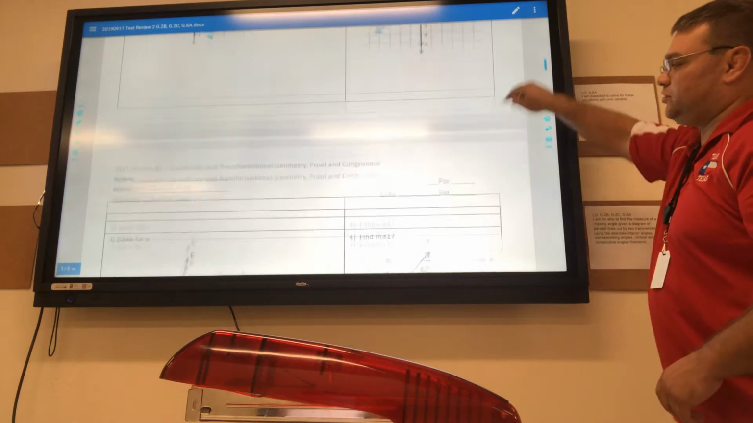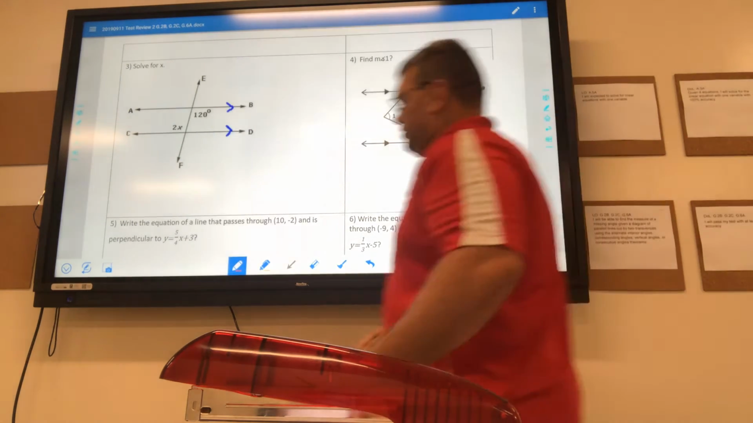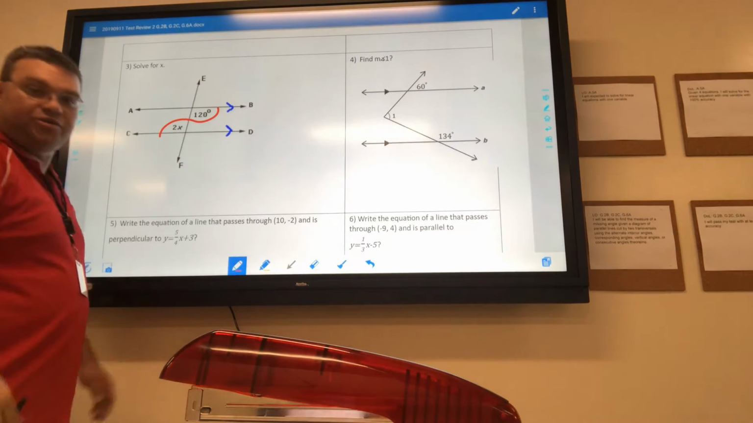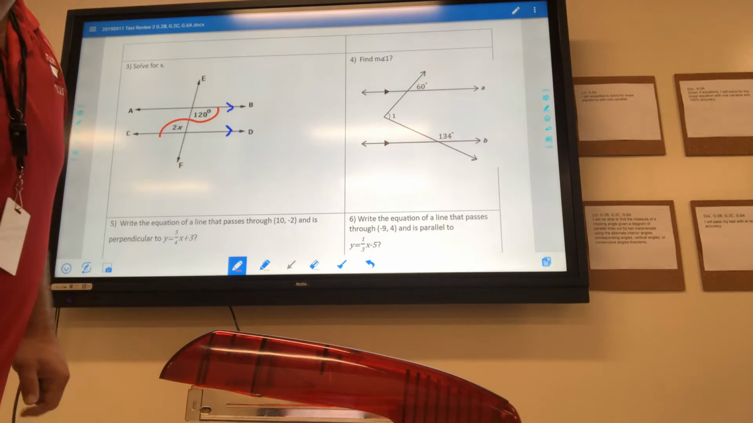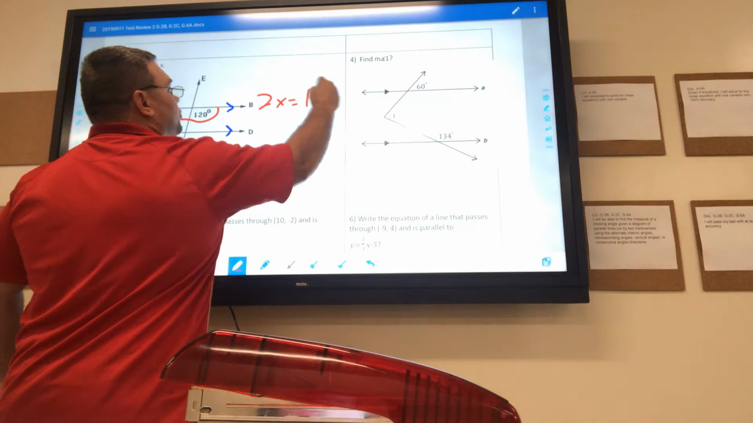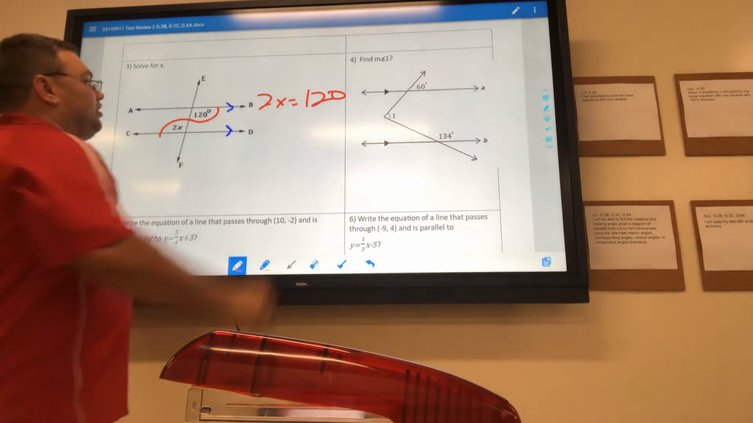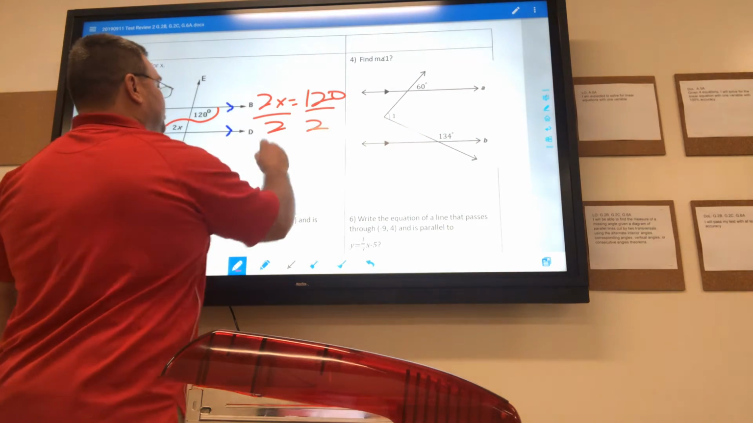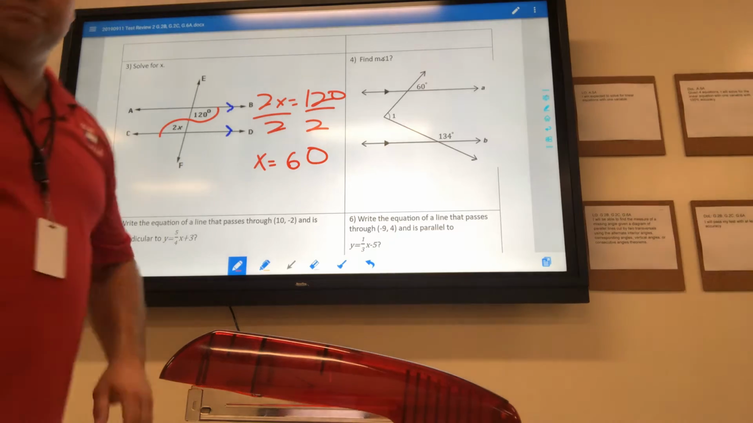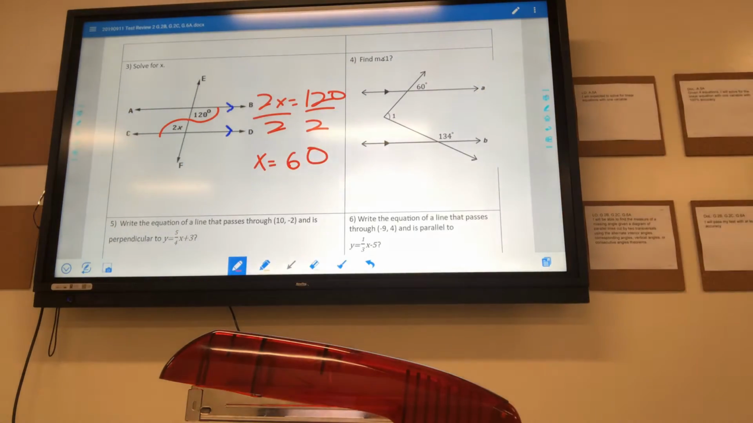Next question. I noticed that these two equations are alternate interior angles. Since they are alternate interior angles, you're going to set them equal to each other because they are congruent in measure. You're going to solve those, using your calculator. Divide by 2, x equals 60. Any questions on that?